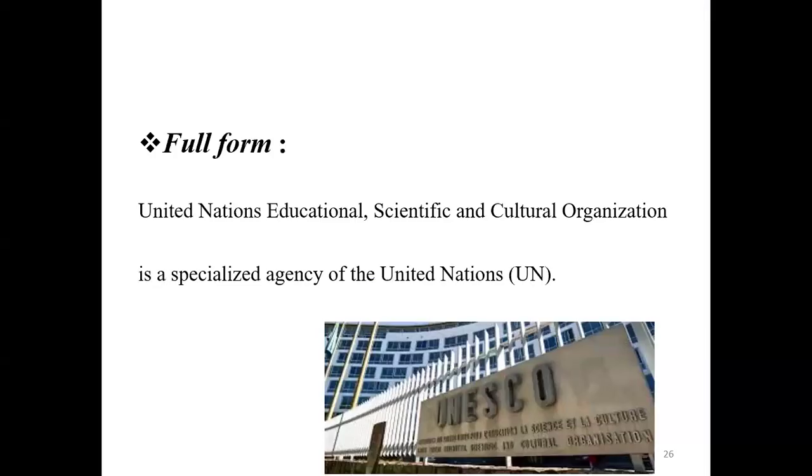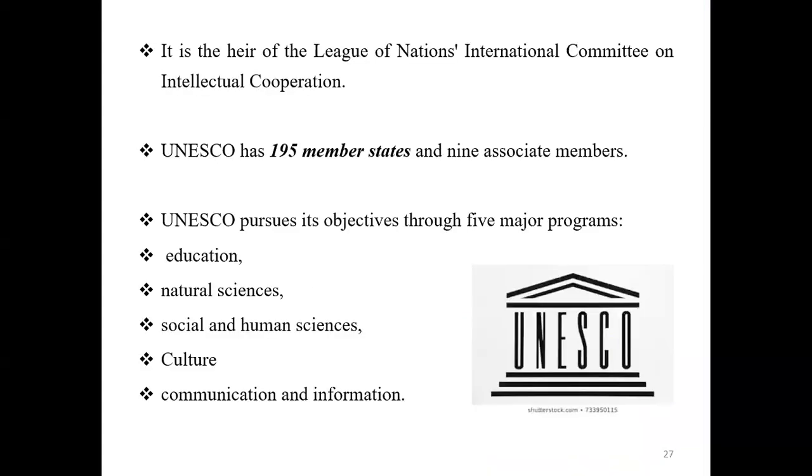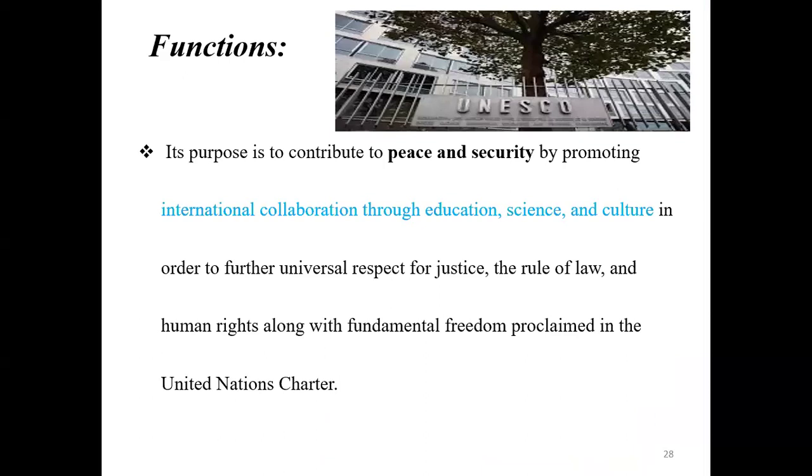Next is UNESCO. Full form is United Nations Educational, Scientific and Cultural Organization. It is a specialized agency of the United Nations. It is a successor of the League of Nations International Committee on Intellectual Cooperation. It has 195 member states and 9 associate members. It pursues objectives through 5 programs, that is education, natural sciences, social and human sciences, culture, communication and information. Function is to contribute to peace and security by promoting international collaboration through education, science and culture.